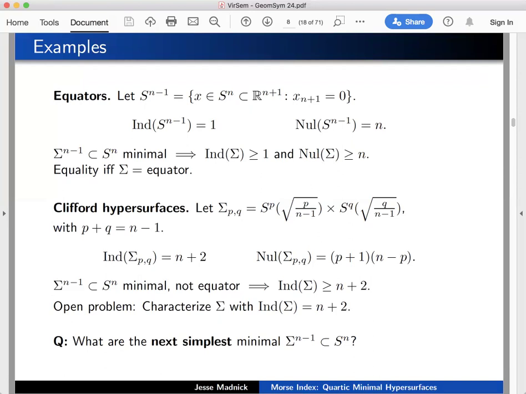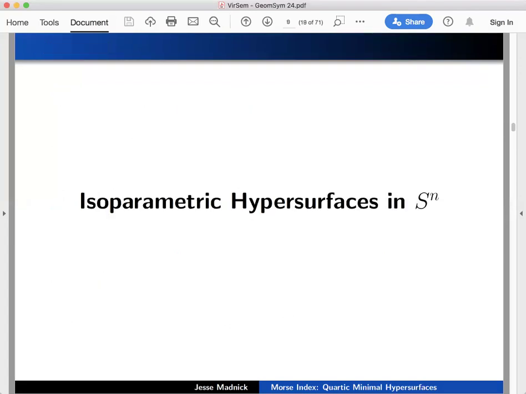So we have knowledge of the index and the nullity explicitly for the two simplest minimal hypersurfaces in round spheres. Let's keep going. How far can we push this? What then are the next simplest minimal hypersurfaces in spheres? I would argue that they are the isoparametric minimal hypersurfaces.